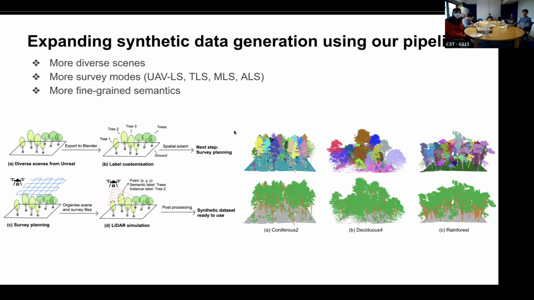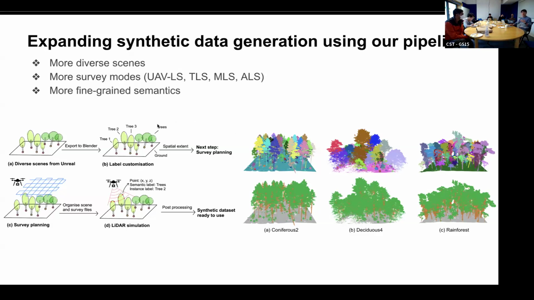Also, you can expand the survey modes, because currently the pipeline only supports UAV laser scanning. But it's also possible to do the path planning for terrestrial laser scanning or mobile laser scanning. Let's say people are more interested in dense point clouds at the understory level, so maybe they are more interested in mobile laser scanning. So it can be expanded to different survey modes.